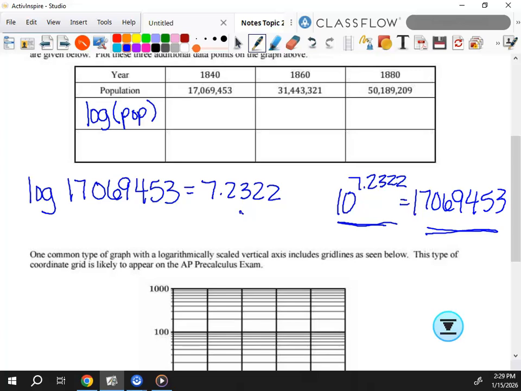So the log of the population here, we got 7.2322, but the actual population in logarithmic form is 10 to the 7.2322 power. So if I was to type this in the calculator, I'm going to get 17 million. It's just a different way to represent that number. You with me on that?